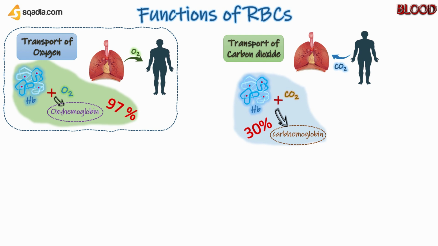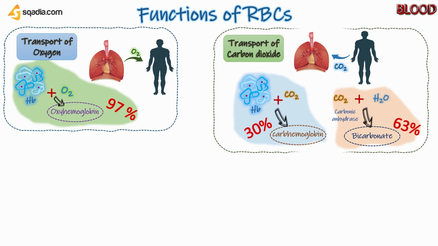Also, RBCs contain a large amount of carbonic anhydrase. This enzyme is necessary for the formation of bicarbonate from water and carbon dioxide, so it holds carbon dioxide as bicarbonate. Thus, it helps to transport carbon dioxide in the form of bicarbonate from tissues to lungs. About 63% of carbon dioxide is transported in this form. The third function is its buffering action in blood. Hemoglobin functions as a good buffer.